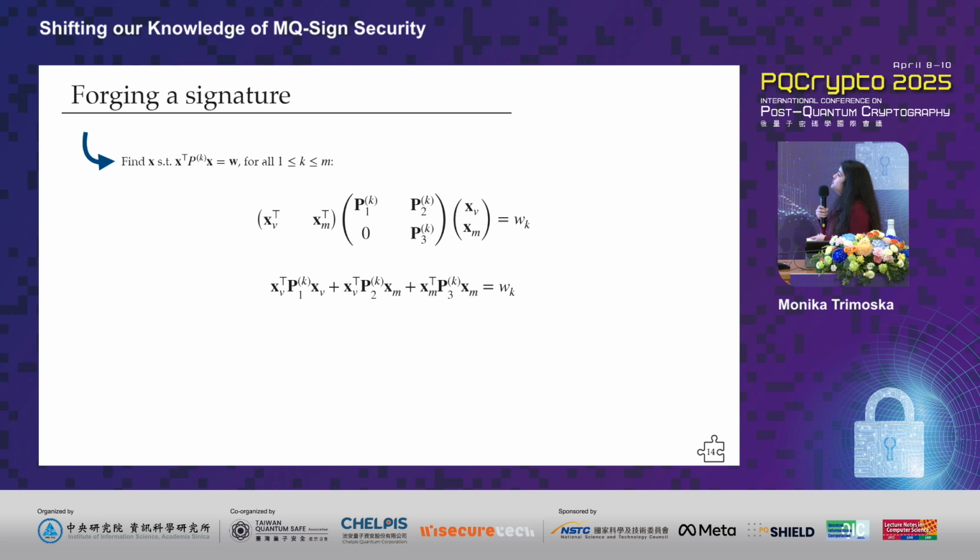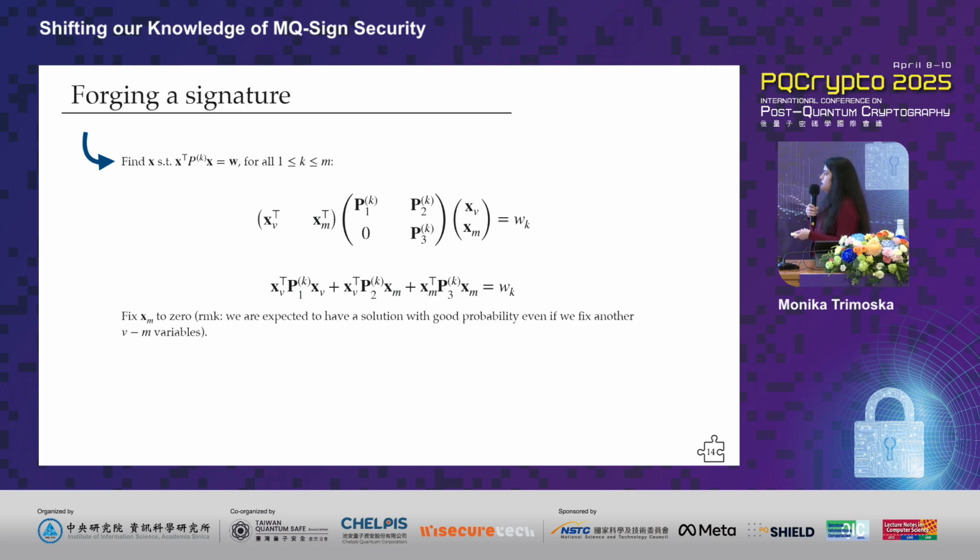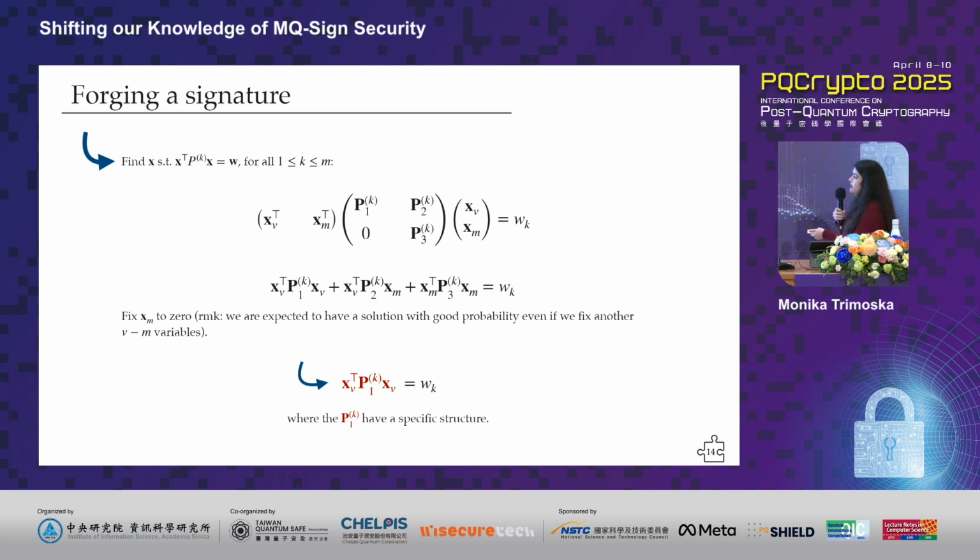And so here we choose, because we see that this part here has only the structured part, to assign everything that is in XM to 0. And we get exactly this equation, right? And here, the P1 has this specific structure, so that is what we're going to use. So we need to find a solution for this very structured system here.